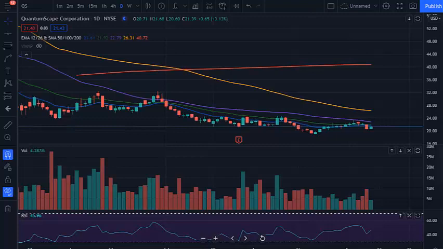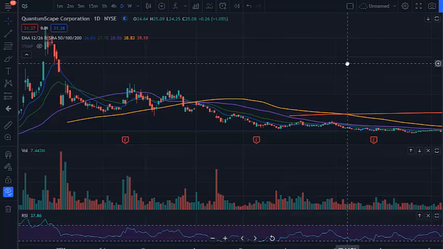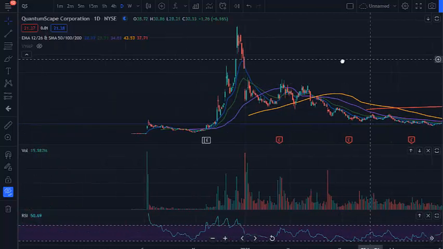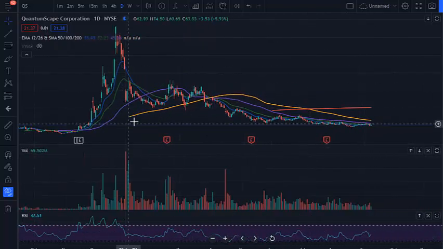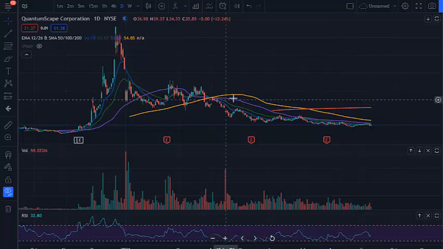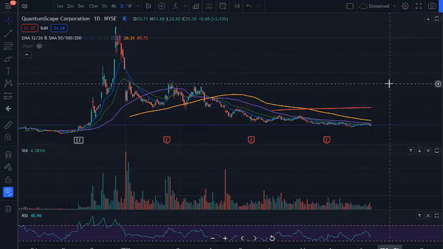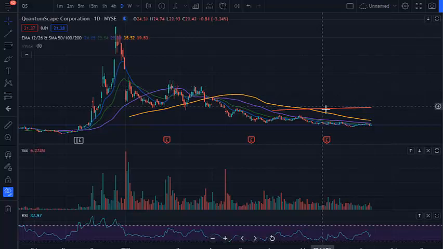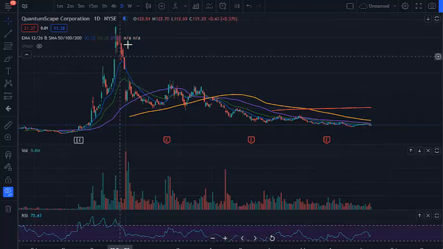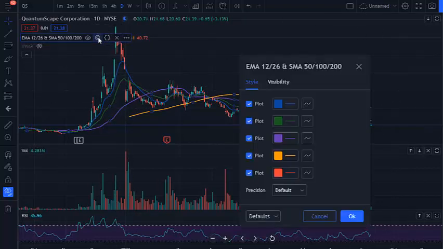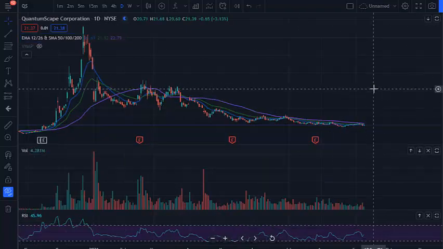This ticker is QS. Here's the full daily chart for QS. I'll zoom out so you can see the whole thing. These are the SMAs that I use. The yellow is the 100 and the red is the 200-day SMA. You can see that those aren't even applicable here because the chart is just way too young. Can't even use them, so I'm going to turn them off.